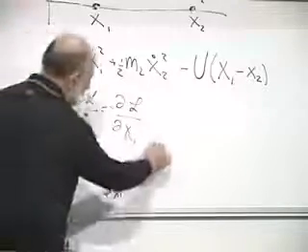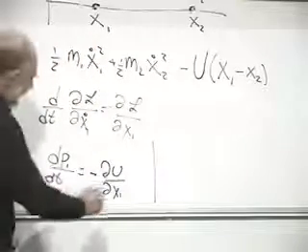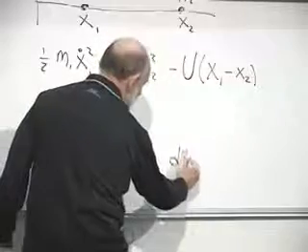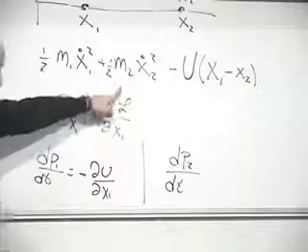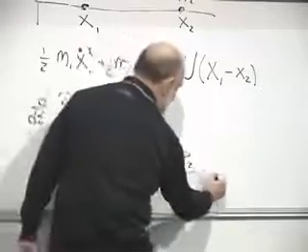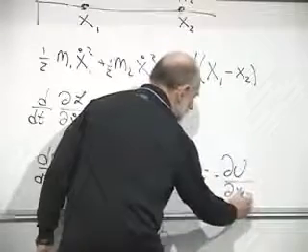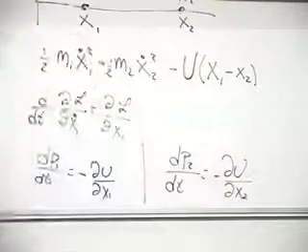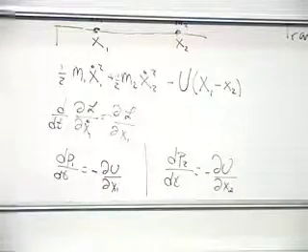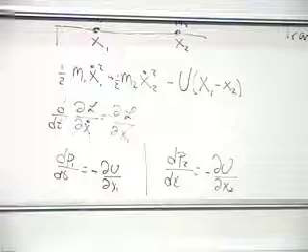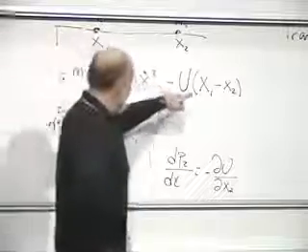What about the second particle? That's particle number 1. Let's do particle number 2 now. dp2 by dt, that just comes from here. That's going to equal minus du by dx2. What's the relation between du by dx1 and du by dx2? They're equal and opposite.